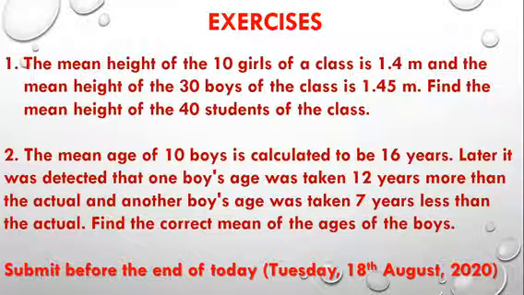Then the second question says the mean age of 10 boys is calculated to be 16 years. And later it was detected that one boy's age was taken 12 years more than the actual, and another boy's age was taken 7 years less than the actual. So find the correct mean of the ages of the boys. So these questions are quite easy. Just need you to do a little thinking and then, of course, apply your formula. So I would expect that you submit these before the end of today.